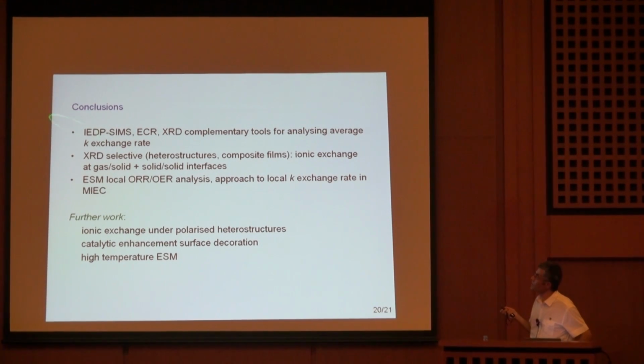And I just wanted to end with some conclusions. It's just a summary of what we have seen: all these techniques, although they are different, can be very complementary. Particularly X-ray and conductivity relaxation and isotopic exchange can give you these average k values. Particularly X-ray diffraction is very selective. As we saw, it can measure different materials and different types of interfaces. And electrochemical strain microscopy is one of the few local analysis tools that one can use for exploring these electrochemical reactions. Of course, one has to try to implement this electrochemical strain microscopy at higher temperatures to see if it's closer to the working conditions.